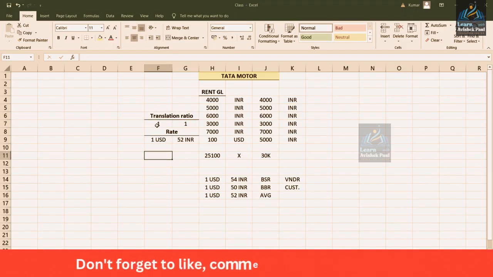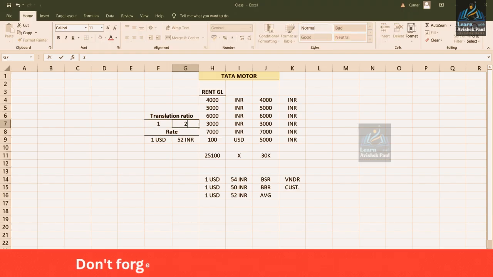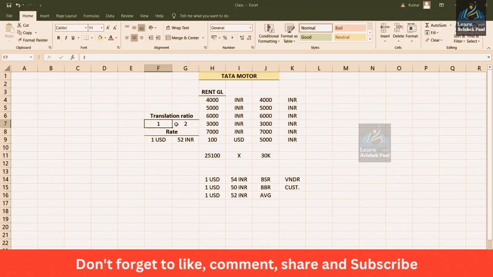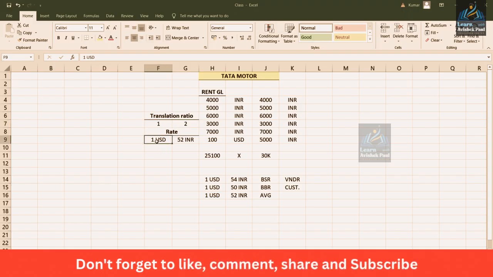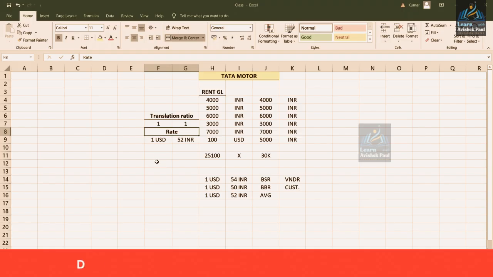Say for example, 1:1, right? It could be 1:2 also. If I specify a 1:2 translation ratio, it means the relation between these two currencies is 1:2, equals what, guys? It means here, if you talk about the rates, then how is the system going to identify, first of all, 1:1 itself.